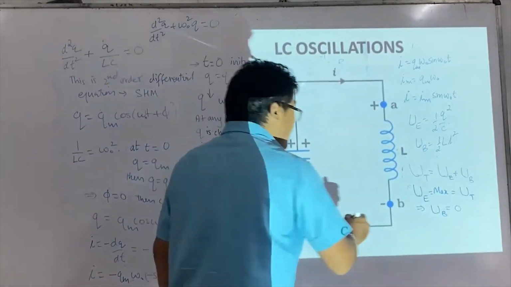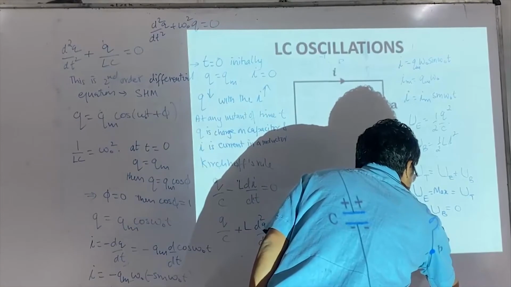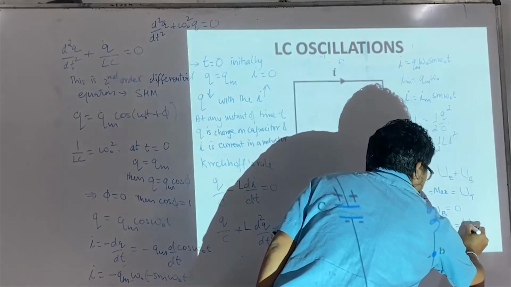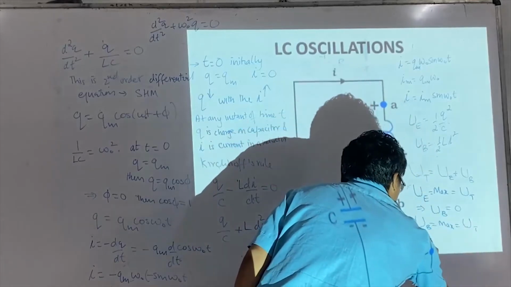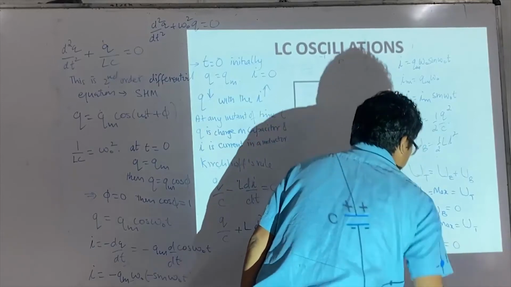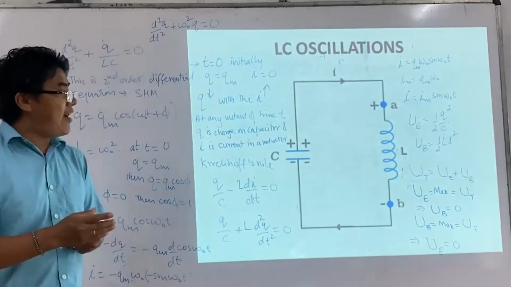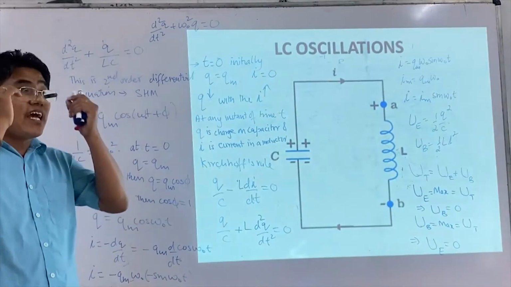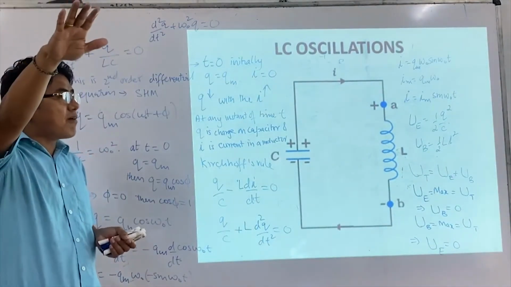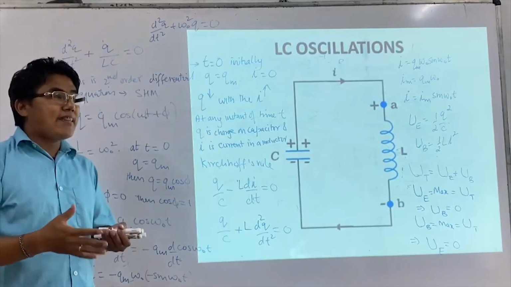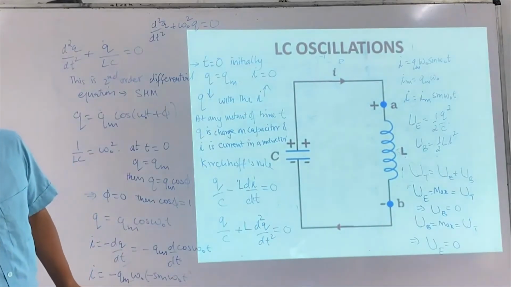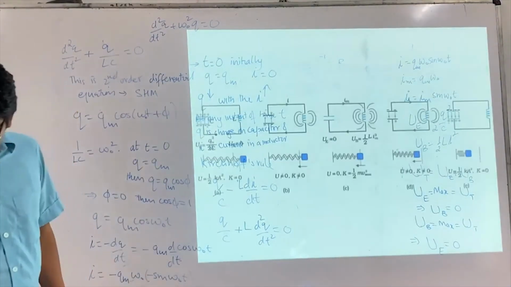Similarly, if magnetic energy is maximum, then electrical energy is 0. This is what we have in case of springs and a pendulum. If potential energy is maximum, it is equal to total energy, and then kinetic energy is 0. Vice versa. This is what I have here in this case.